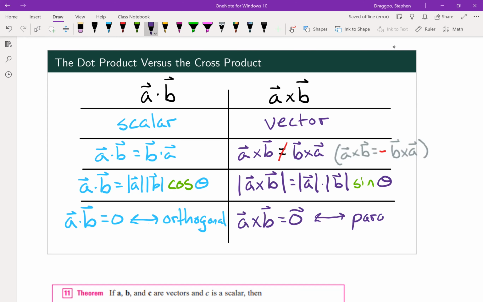Parallel only has one R, but then it's two L's. And also a third L. Cool. So if the cross product is 0, we have parallel vectors, and if the dot product is 0, we have orthogonal vectors. Or, one of those vectors is 0. But that's sort of the boring case, so just assume that neither of our vectors are 0 when we say that.